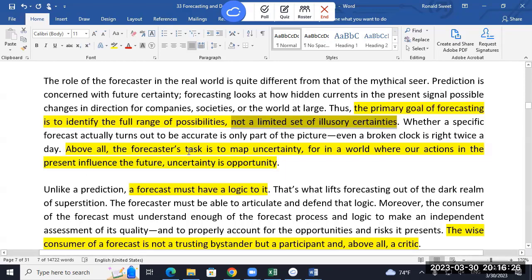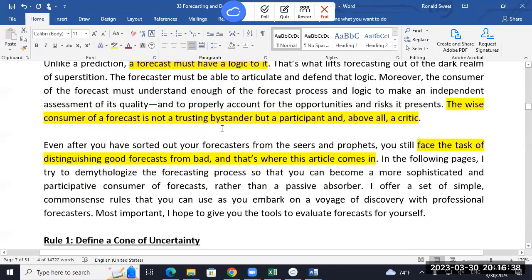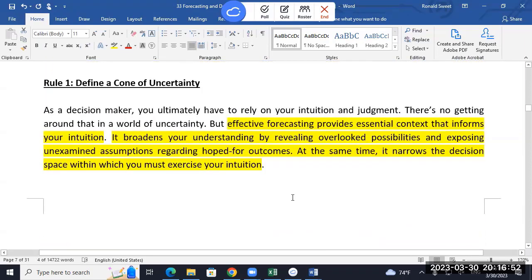Above all, the forecaster's task is to map uncertainty. I love that phrase. We're in a world where our actions in the present influence the future. Uncertainty is opportunity. For a forecast must have logic to it. The wise consumer of a forecast is not a trusting bystander, but a participant and a critic, facing the task of distinguishing good forecasts from bad. So here's what he says is a good forecast. All of you are going to be doing forecasting because you're either actuaries or finance people. That's what we do. We do a lot of forecasting.